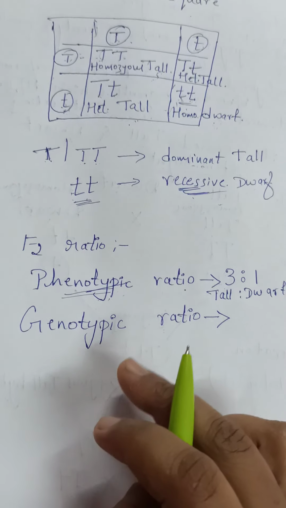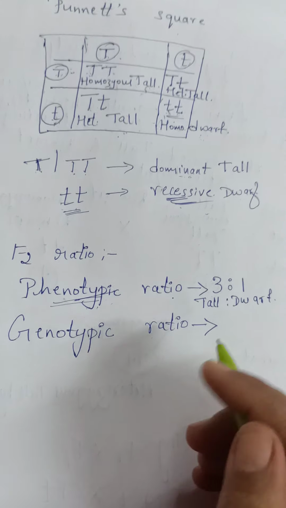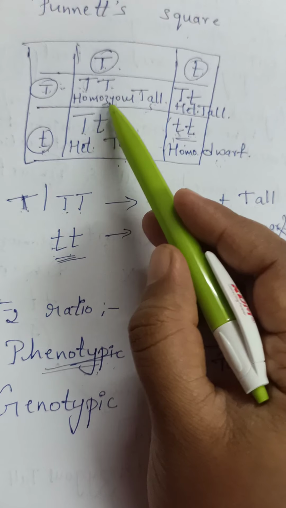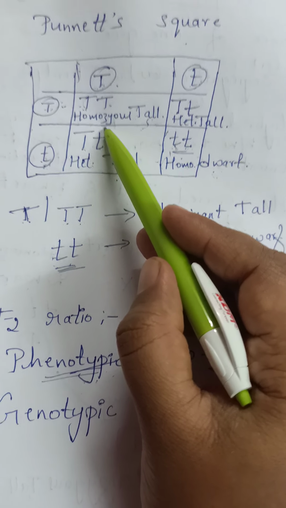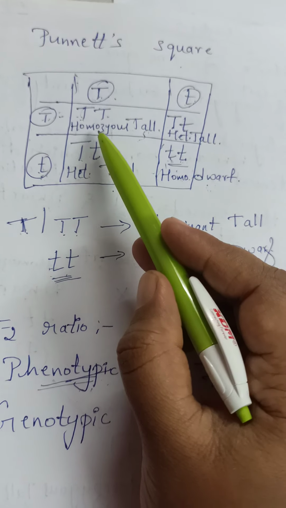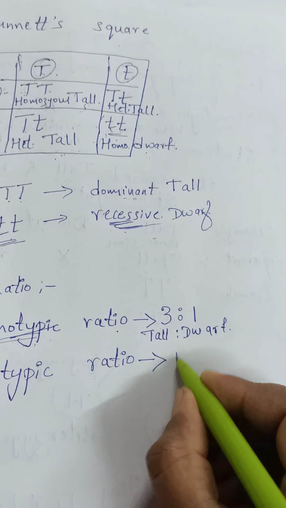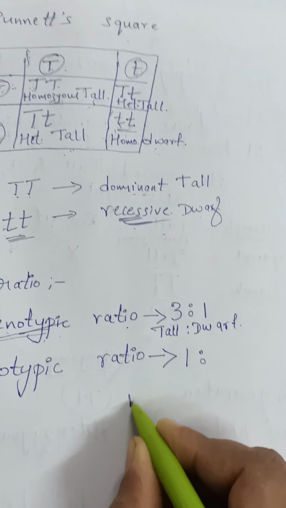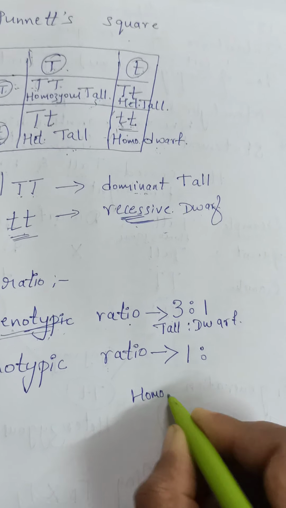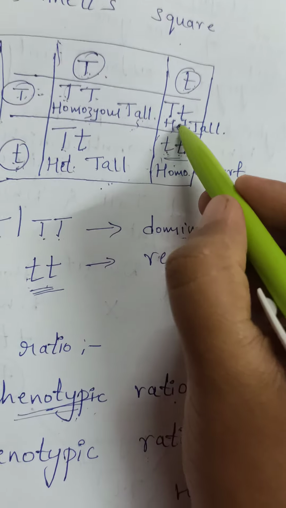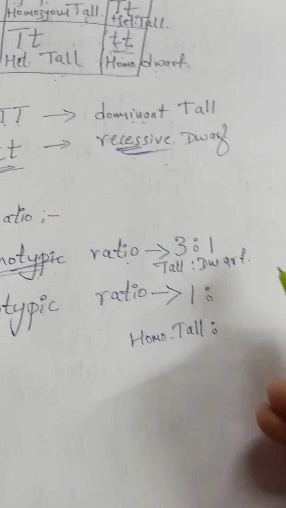Genotypic ratio means genetically. Genotype means genetic makeup. Genetically, in regard to homozygous and heterozygous conditions, we see that there is only one homozygous tall plant. Then two are heterozygous tall.